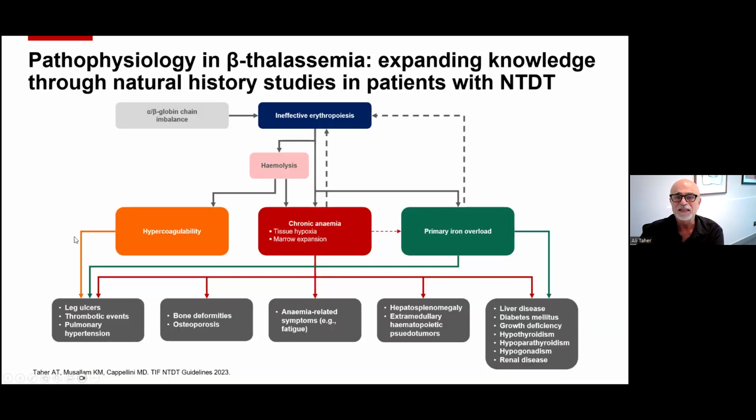So once again, the ineffective erythropoiesis would lead to a lot of complications related to anemia, and also the hemolysis will lead to what we call hypercoagulability. This will all lead to primary iron overload. So the complications in this group of patients are dependent on all these factors: the ineffective erythropoiesis, hemolysis, and iron overload.